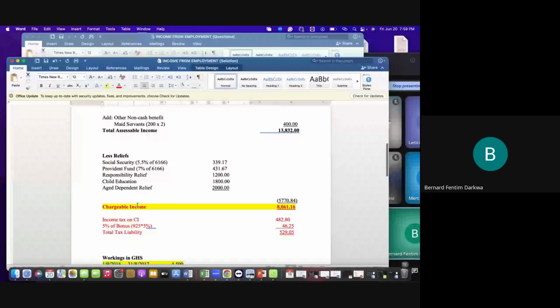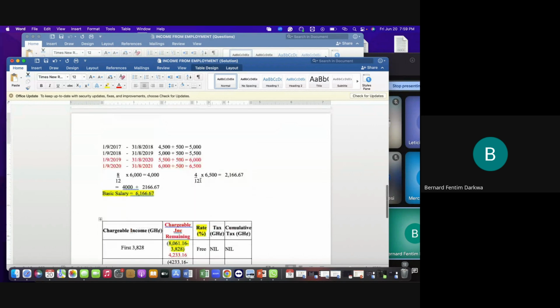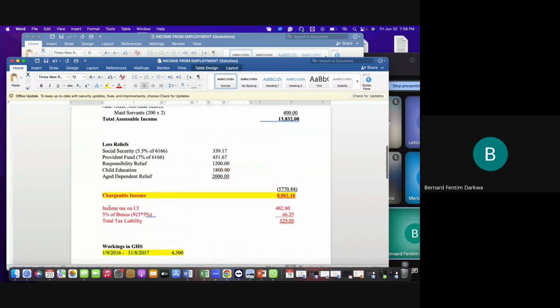So we have income tax on salary income, which is coming from the table. The total income tax, come and pick it. That's 60 plus 144 plus 278. You add it, and when you add it, you get 4828. So once you pick that one, that's the income tax.